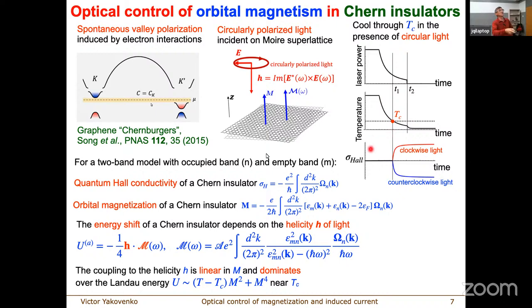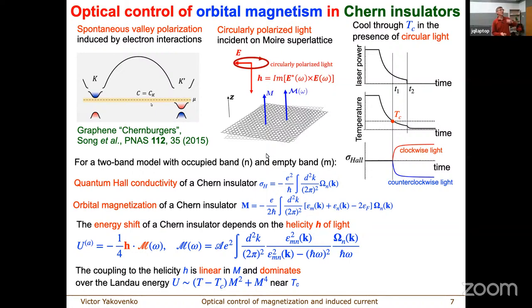So Hall conductivity is zero above Tc. At this point, non-zero Hall conductivity starts to appear, and the sign of it will be determined by the sense of circular polarization of light. Then as you decrease well below Tc, you can switch off your laser and the system stays in this state. So you don't need to shine light to maintain this memory. You just need to initiate it and then it stays by itself. So in principle, this is a kind of magnetic memory device based on orbital rather than spin magnetization and topological features.